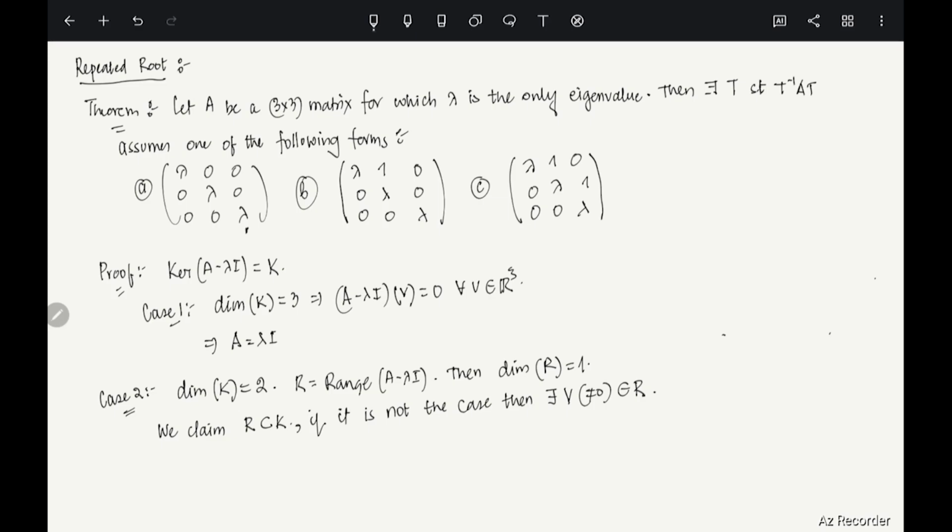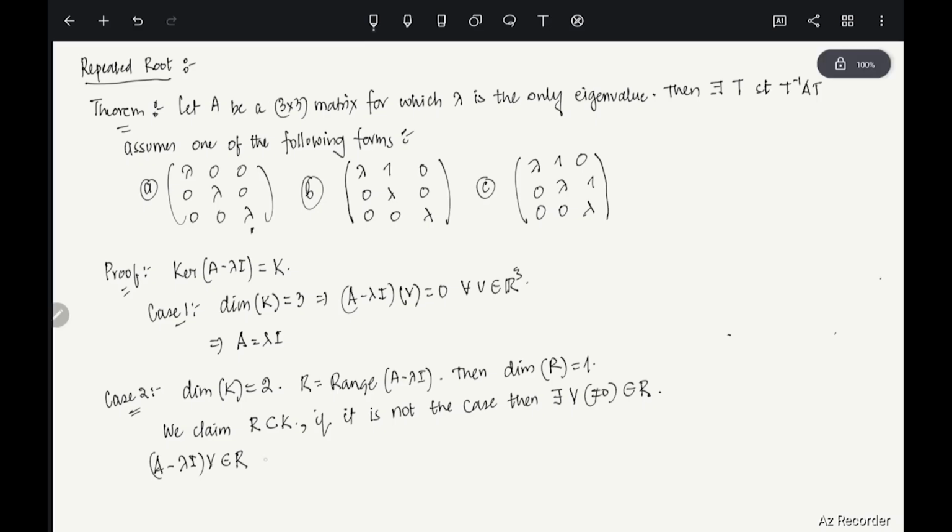Now you see what did I want to show? R is contained in K, right? So I start with a non-zero element in R. Let's call it V. Now you see A minus lambda I acting on V, yes, this is in R. Clear? See, the vector V is in the range. So what does it mean? A minus lambda I times V should be in that set R, and R is one dimensional, that is given.